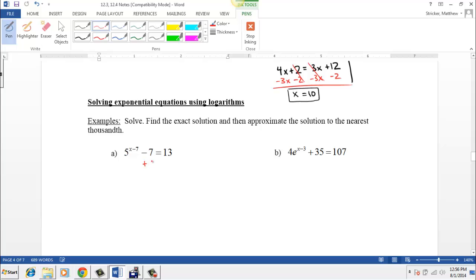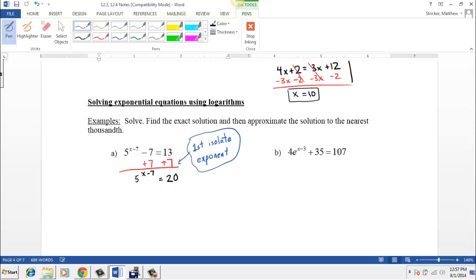We've done this many times. We're going to go ahead and add 7 to both sides. Now when we add 7, it cleans things up a lot. The left hand side only has the 5 raised to the x minus 7 power, and then the right hand side becomes 20. So let's go ahead and make a little note here. These exponential type of equations, just like we've seen with many equations so far this semester, we want to first isolate the exponent. First isolate the exponent. Good thing to remember.